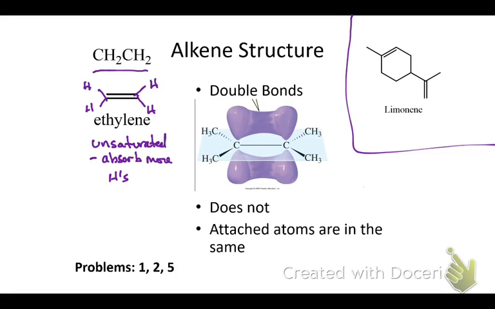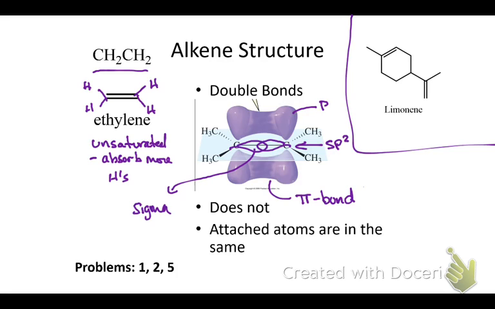Okay, something about a double bond that we need to get out of the way is that the double bond is made up of a sigma bond here, this is sp2, and p orbitals. And this is known as the pi bond. The interior bond is known as a sigma bond. Okay? So we have pi bonds and sigma bonds.